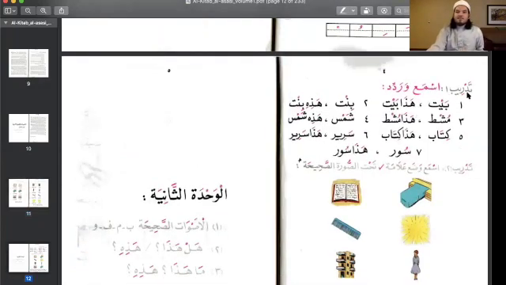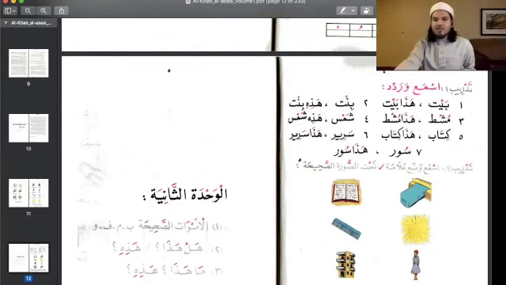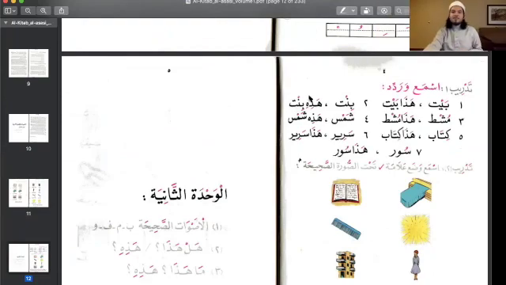So right here we have tadrib, isma' wa raddid, meaning listen and repeat. If possible, I'd like to get everyone on their microphones. After I say it, you guys will repeat.